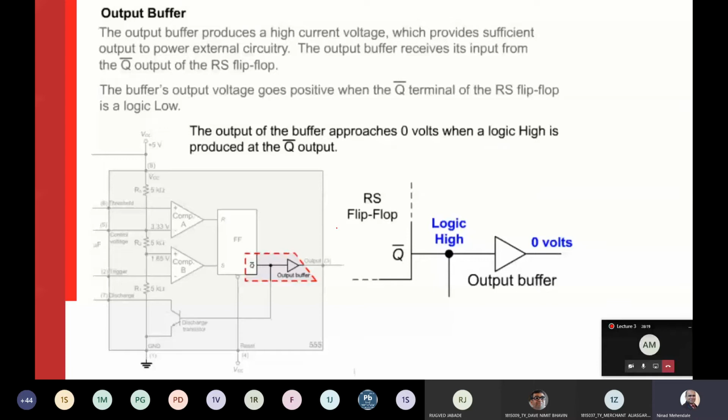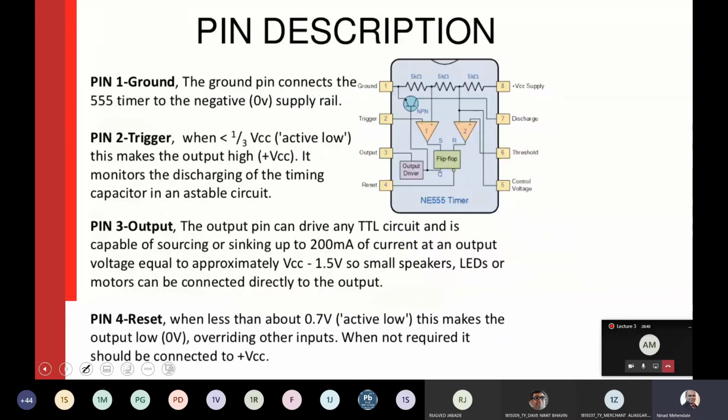Next is output buffer. So output buffer is basically a NOT gate. That's why whenever there is a logic high here, your output goes low. And the simple reason to connect this output buffer is to increase the current of the IC 555. So let's see what is there inside IC 555.